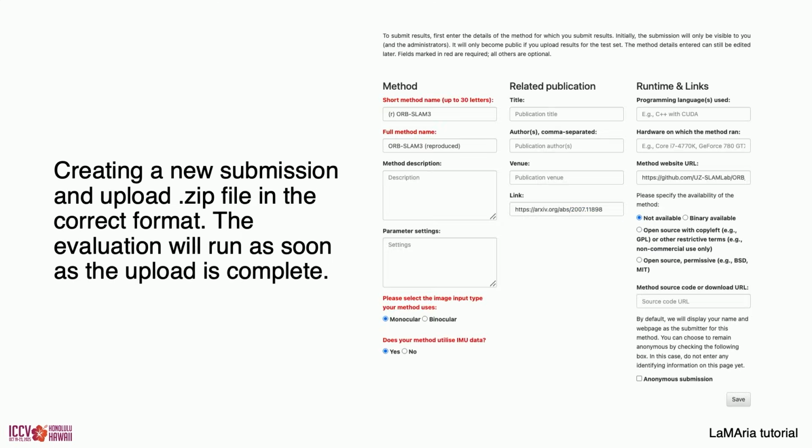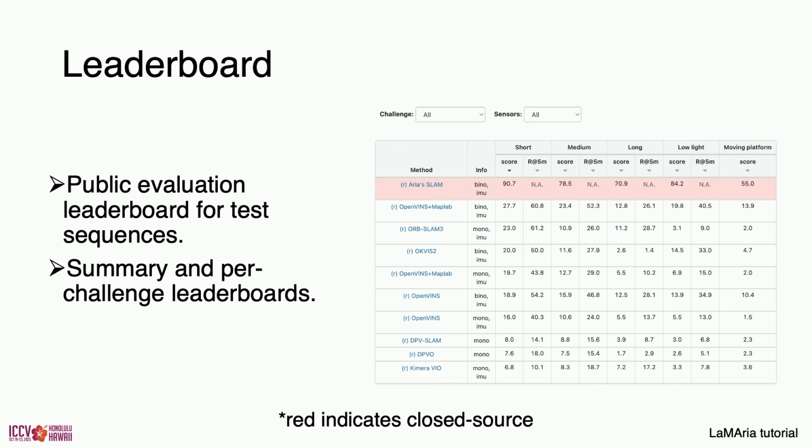If you have a new SLAM system that you would like to benchmark on our dataset, you can also provide additional details such as the website, the code, the programming languages used, some parameter settings, or you can stay completely anonymous as well. Training sequences are not published on the leaderboard. It's only the test sequences which are published.